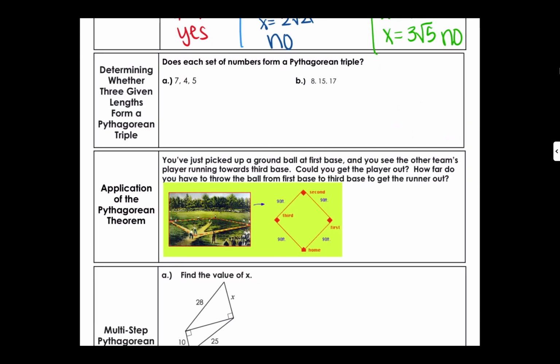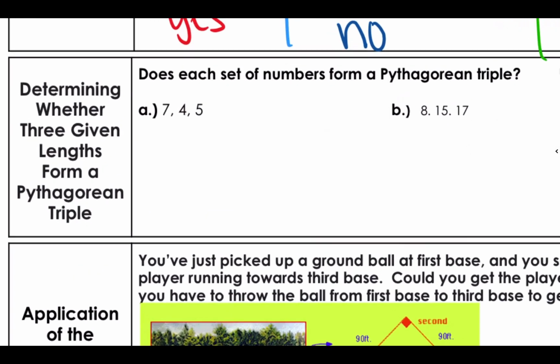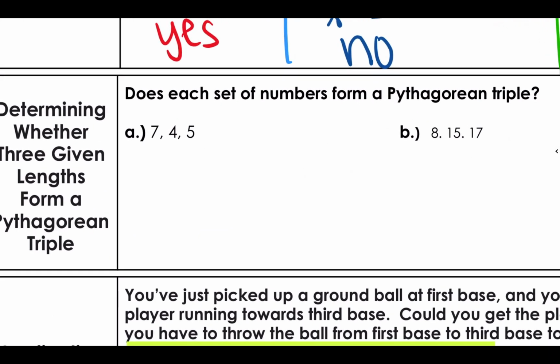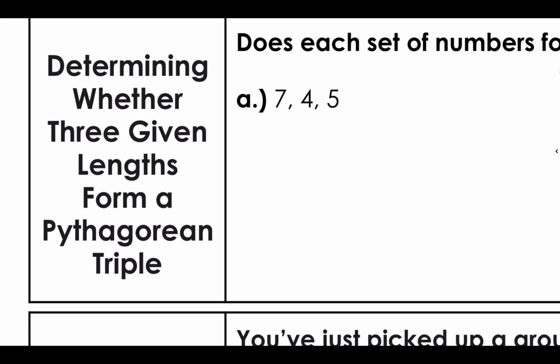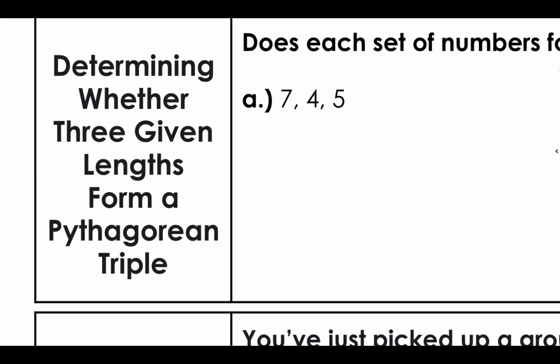Okay, flip the page. Determine whether 3 given lengths form a Pythagorean triple. So how do we know if each set of these forms a Pythagorean triple? Well, we know that they're all positive whole numbers, yes, but does it satisfy our Pythagorean theorem? So if we plug it in, our biggest number is always our c.